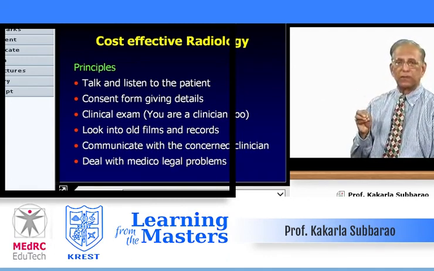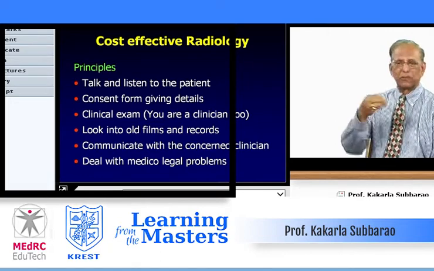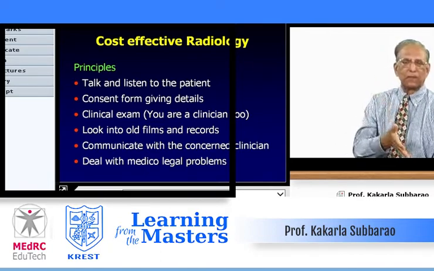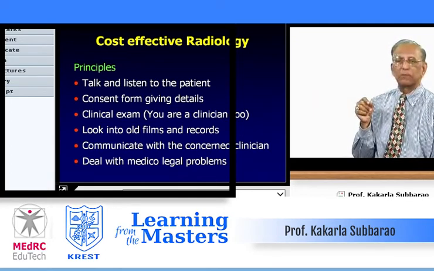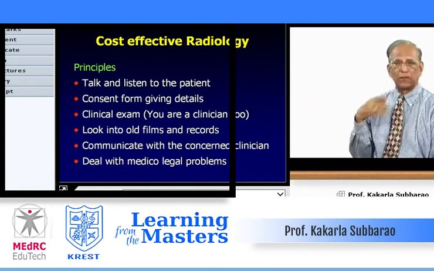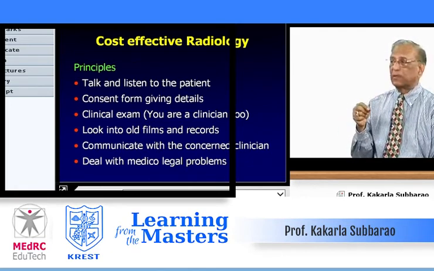First of all, talk and listen to the patient. Develop communication skills. Not, as soon as the patient comes with a swollen arm and leg, take a radiograph. Talk, you are a clinician too. And get the consent form signed today, for medical legal cases and all that, explaining all the details to the illiterate.